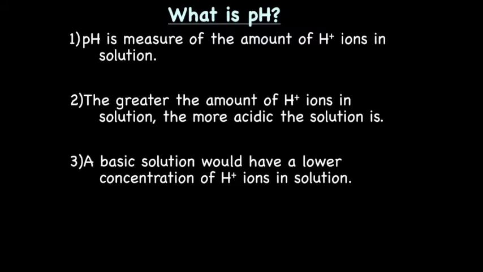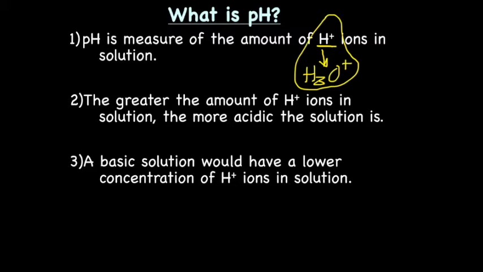What is pH? pH is the measure of the amount of H+ ions in solution. It can also be a measure of the amount of H3O+ ions in solution. Because again, when you put an acid in water, the acid releases an H, which hooks up with an H2O to make H3O. So for this discussion, H+ and H3O+ amounts are interchangeable.